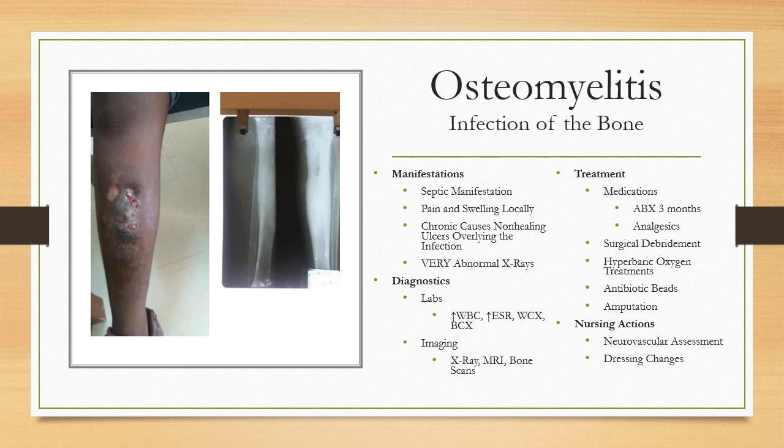And finally, if it's a chronic osteomyelitis, not healing, antibiotics aren't working, recurrent debridements aren't working, then amputation may be necessary. Okay. So in terms of nursing actions, it's always going to be the same thing. Neurovascular assessment distal to the wound. Do they have pulses? Do they have a normal neurological status distal to the wound? And of course, dressing changes, right? These tend to discharge a lot of purulent material, and so patients need frequent dressing changes. Okay.